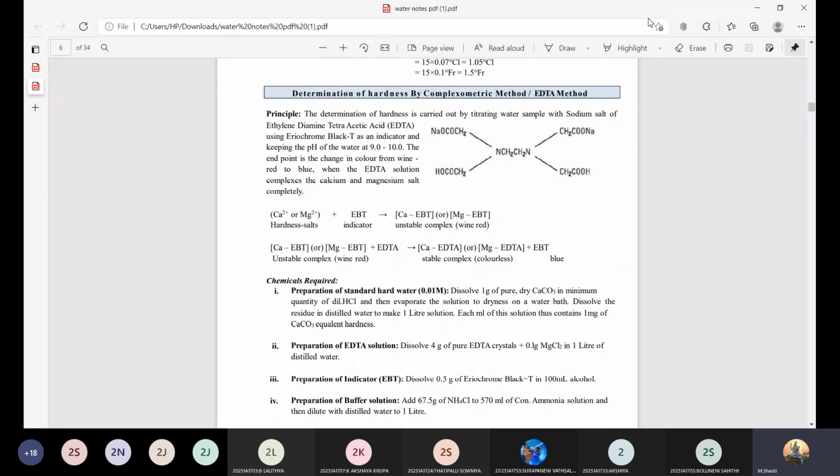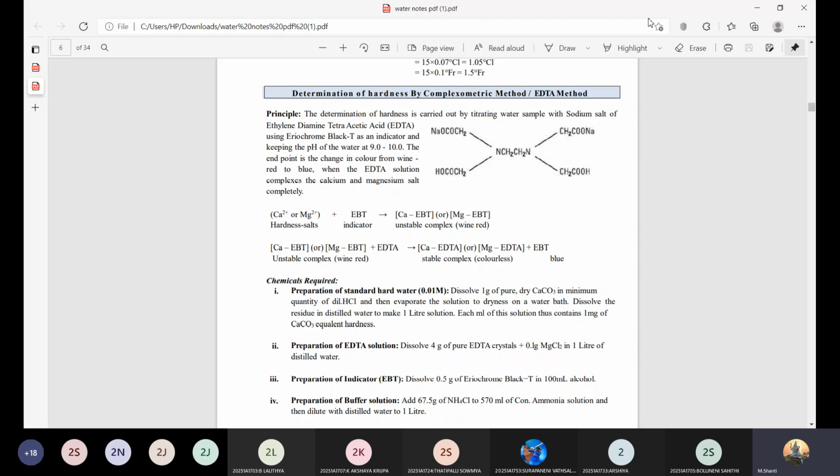Nalgonda is famous for this fluorosis disease because there we find a high content of fluoride ions in it. Okay. I want to tell you that the water sample will have different kinds of hardness-causing salts depending upon the groundwater composition.